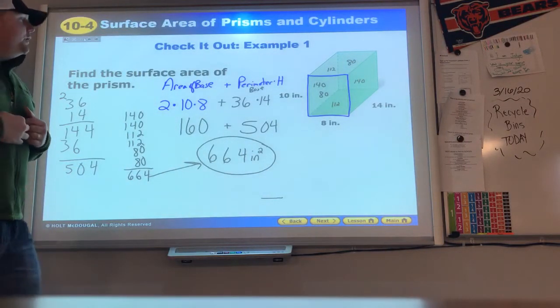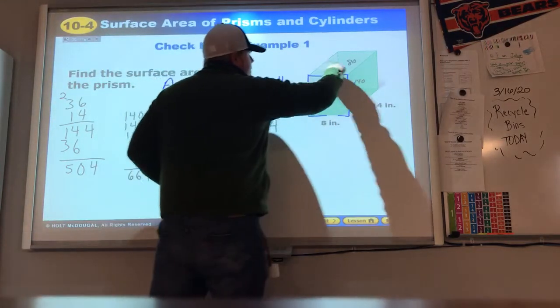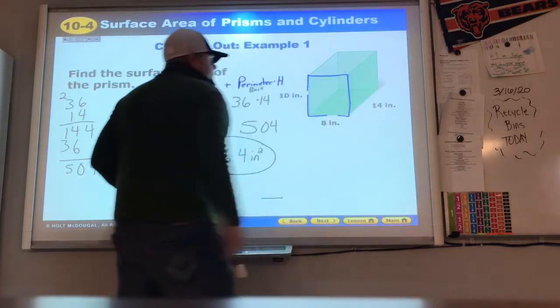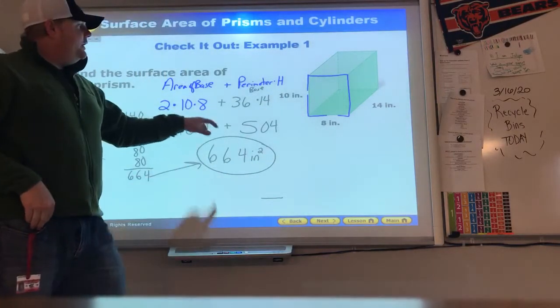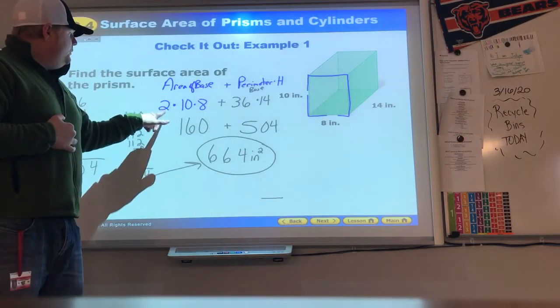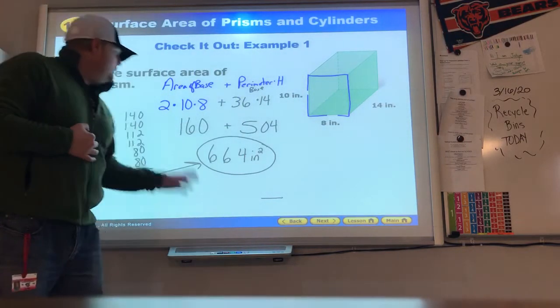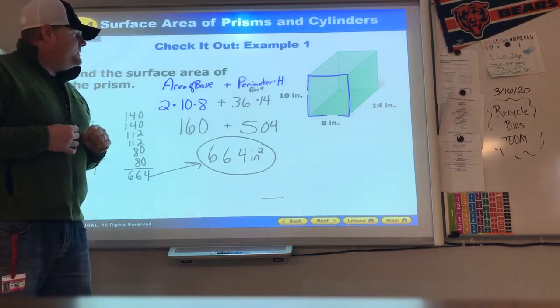Alright? Therefore, we took the 10 times the 8, and we got the area of this figure. But since we said there's one exactly like it on the other end, we multiplied by 2. So 80 for this side, 80 for that side, we get 160 for both sides.